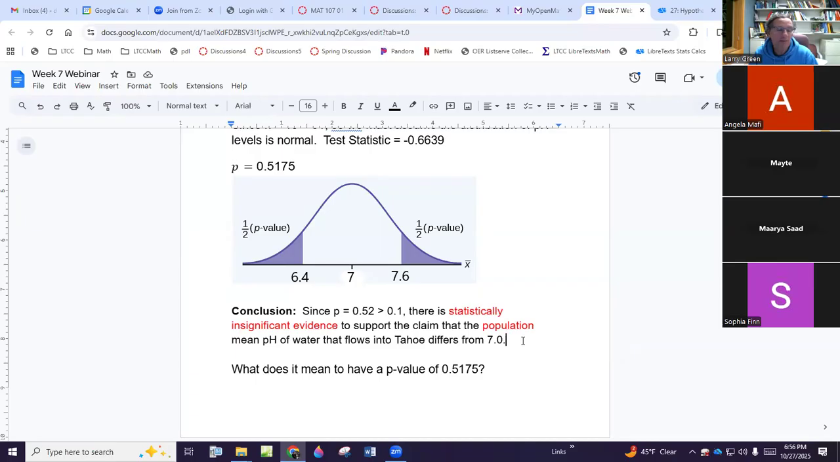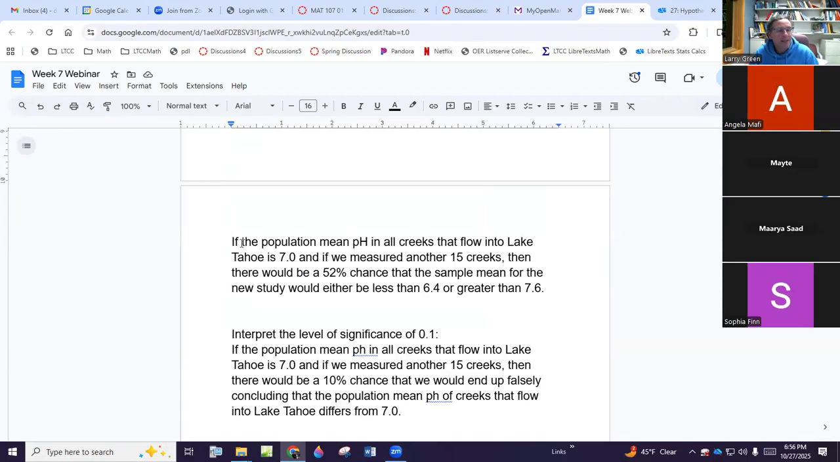Any questions on that? Okay, so pH may not be a problem. Okay, now what does it mean to have a p-value of 0.5175? We can say if the population mean pH in all creeks that flow into Lake Tahoe is 7, and if we measured another 15 creeks, then there would be a 52% chance that that sample mean for the new study would either be less than 6.4 or greater than 7.6.